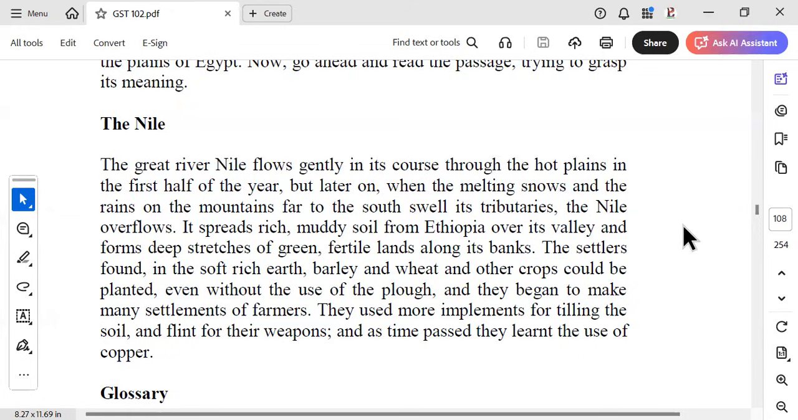The settlers found in the salt-rich earth barley and wheat and other crops could be planted even without the use of a plough, and they began to make many settlements of farmers. They used more implements for tilling the soil and flint for their weapons, and as time passed, they learned the use of copper.